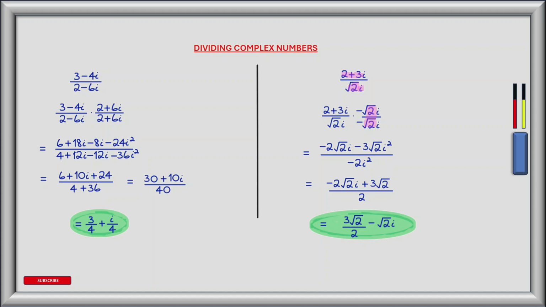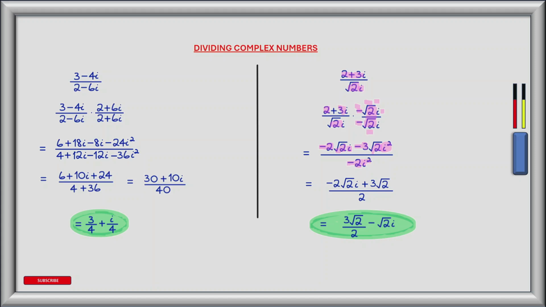Distributing this in the numerator, we have 2 multiplied by minus square root of 2i, which gives minus 2 multiplied by the square root of 2i, and 3i multiplied by minus the square root of 2i gives minus 3 multiplied by the square root of 2i squared. And in the denominator, the square root of 2i multiplied by minus the square root of 2i gives minus 2i squared.